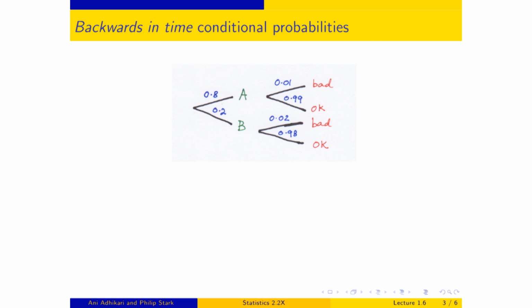But what if I do this? I pick a widget at random and I look at it, and lo and behold, it's bad. And now I want somebody to blame. So I ask, well, what is the chance that that bad thing came from machine A? So what have I asked? An item is picked at random. I want the chance that it came from machine A given that it is bad. In other words, I want to go backwards in time. I'll tell you the result of the second stage. You give me chances for the first one.